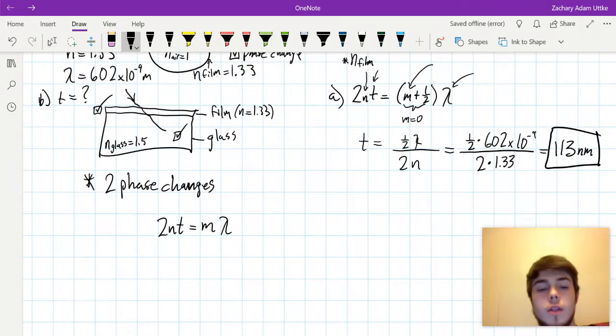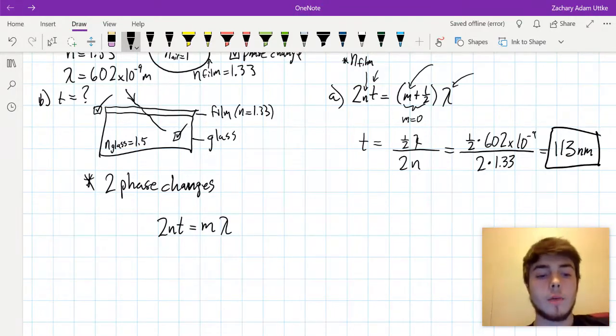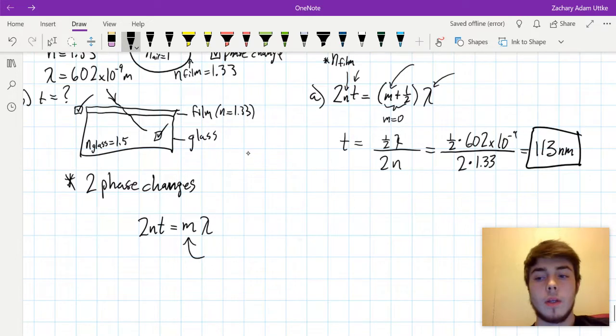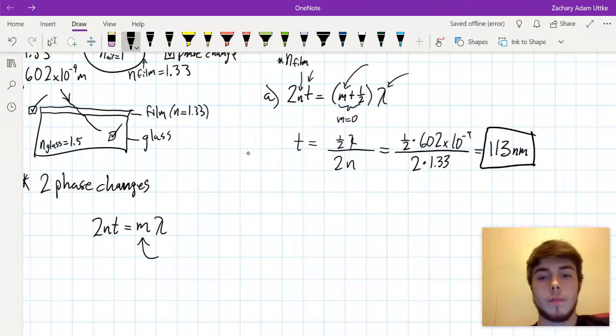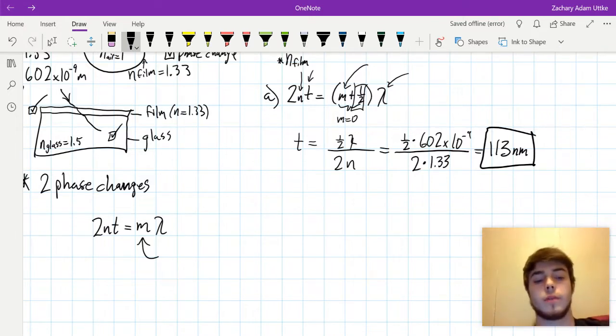So now, this is the part we have to think about. We want the minimum thickness. So how do we choose what m will be? Here, we chose m to be 0 because we still had this 1 half. We can't use 0 here, otherwise the thickness will be 0. So we have to use the next lowest integer, 1. So m equals 1.